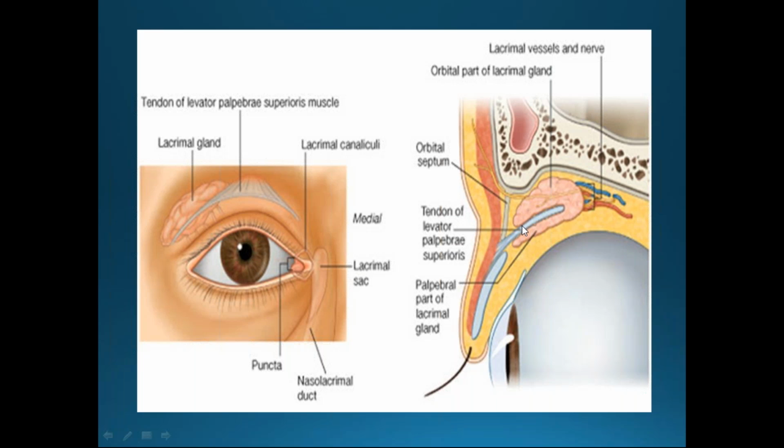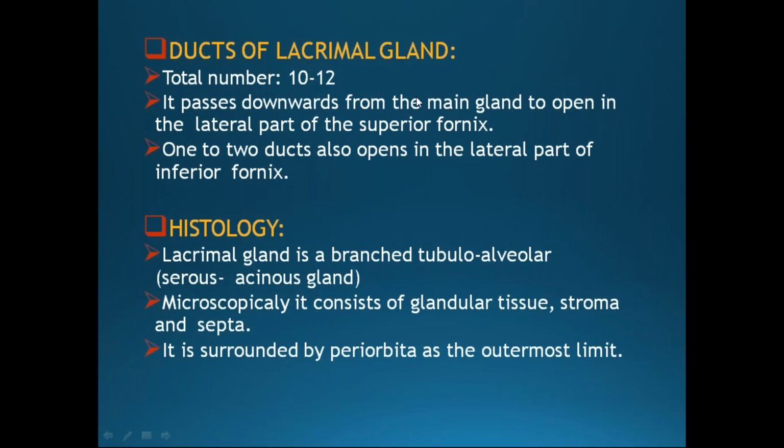Ducts of the lacrimal gland, 10 to 12 in number, pass downwards from the main gland to open in the lateral part of the superior fornix. The lacrimal ducts open into the lateral part of the superior fornix. One to two ducts also open in the lateral part of the inferior fornix.